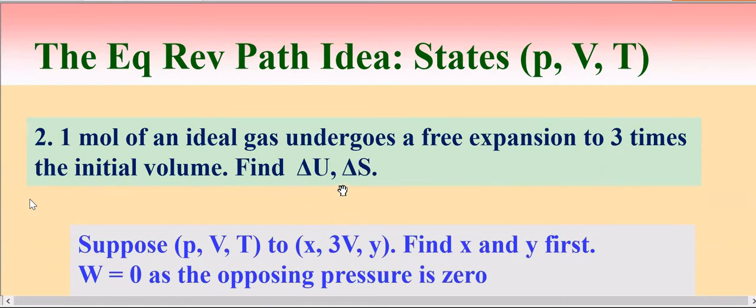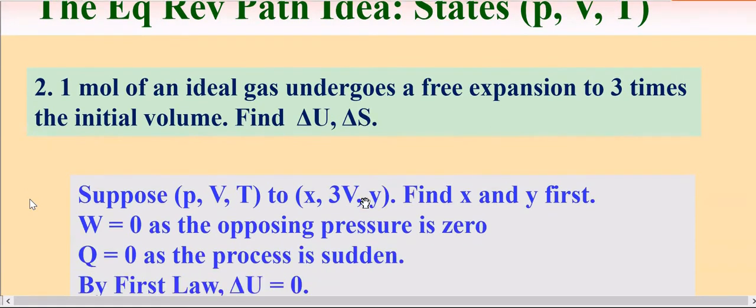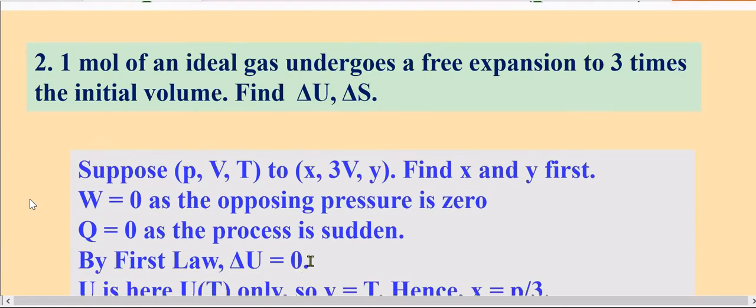Simple problem, but here you again have to apply the equivalent reversible path idea. So suppose some P, V, T goes to some arbitrary pressure X, V becomes 3V, three times the volume, and T becomes some Y. So find X and Y first. W equal to 0 as the opposing pressure is 0. And Q is 0, the process is so sudden that it cannot take up any heat. So it's adiabatic. So by first law, delta U is 0.